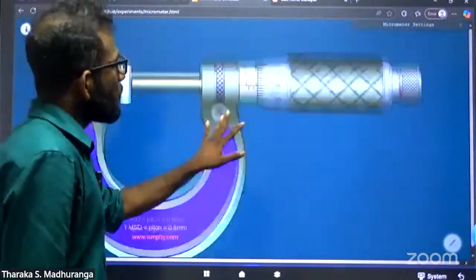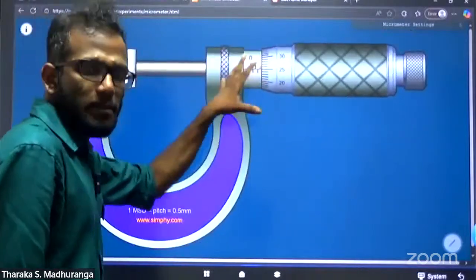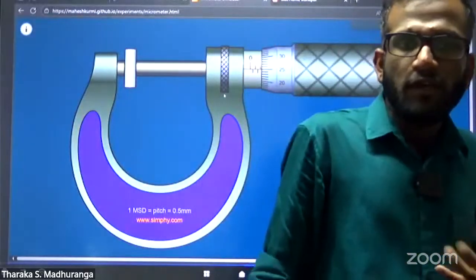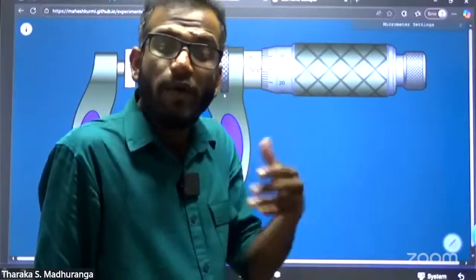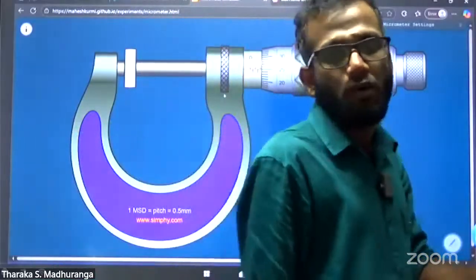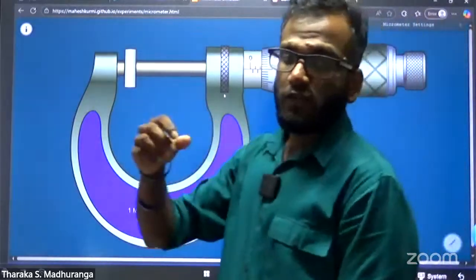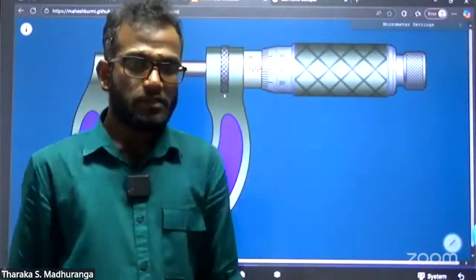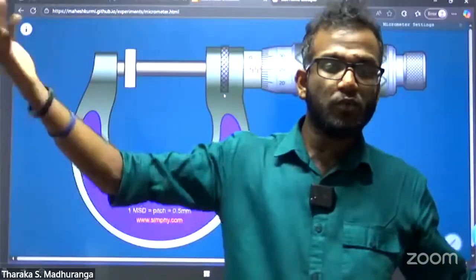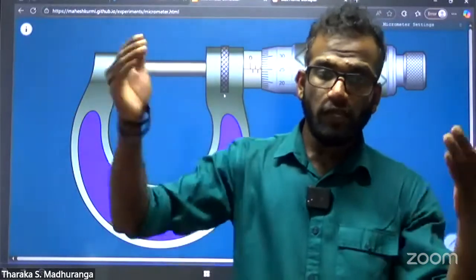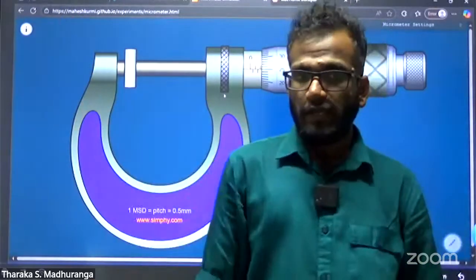Now these are the instrument, its parts, and how we use the micrometer screw gauge to get the length or diameter of any object. This micrometer screw gauge is used to get small measurements. Large measurements like 10 to 12 centimeters we cannot get.